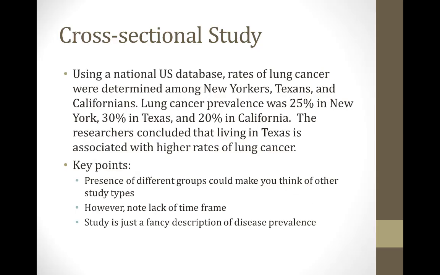Let's look at another example. Using a national U.S. database, rates of lung cancer were determined among New Yorkers, Texans, and Californians. Lung cancer prevalence was 25% in New York, 30% in Texas, and 20% in California. The researchers concluded that living in Texas is associated with higher rates of cancer. So some key points here. Because there are different groups, this might confuse you and make you think that this is some type of case control or cohort study, but it's not. Note that there is a lack of a time frame, and really what they're showing is just a fancy description of disease prevalence.